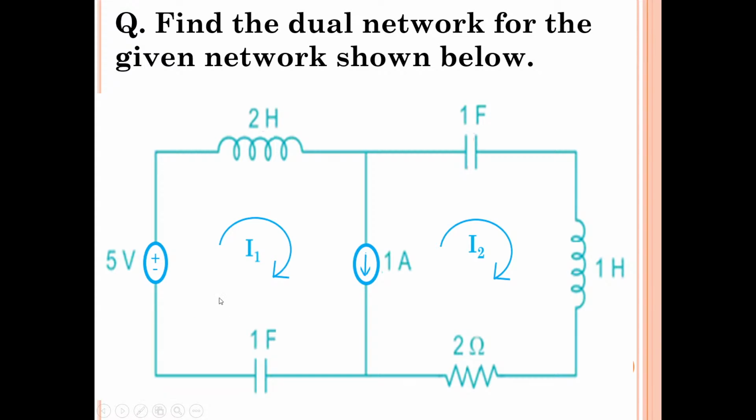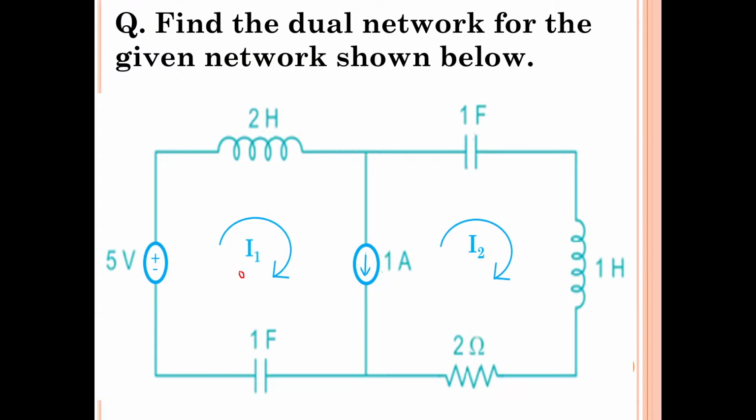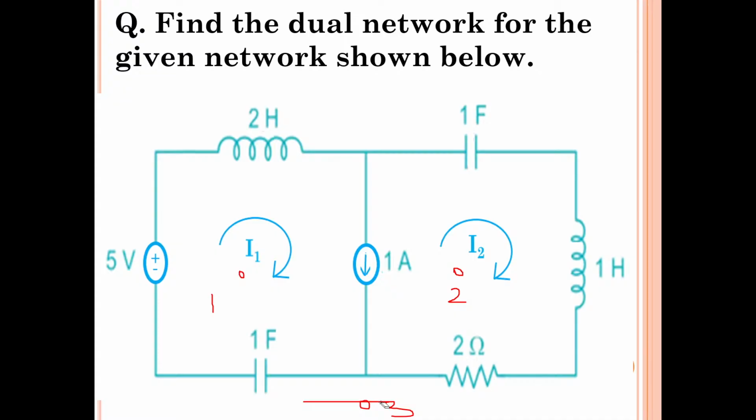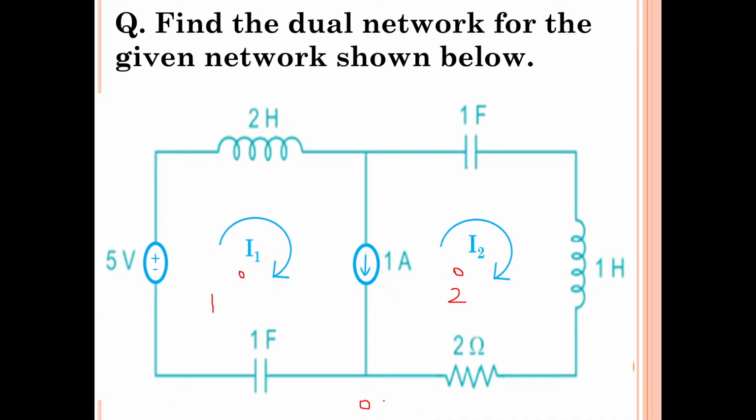Here one node will be there. Here another node will be there. One more extra node outside this, that is the reference node. Okay. So node 1, node 2 and node 3. That is our reference node. Okay. So from node 1, go through this source.